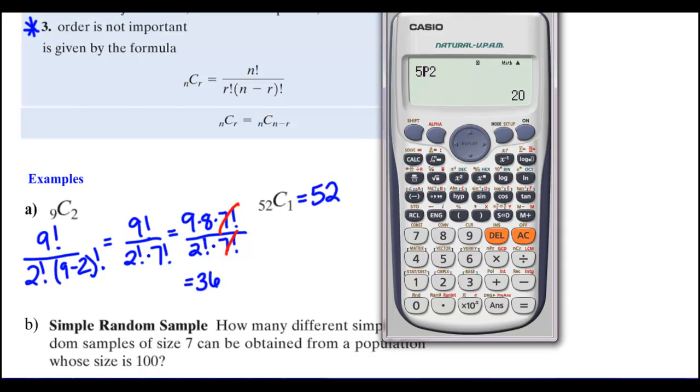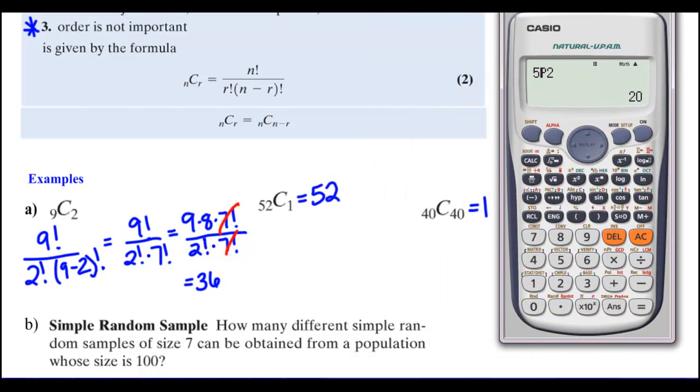And again, our calculators can also do combinations. So we would do 9, shift, and then we're going to use our division symbol. So the nCr that's above the division symbol. So 9, shift, division, 2. So our 9 choose 2.